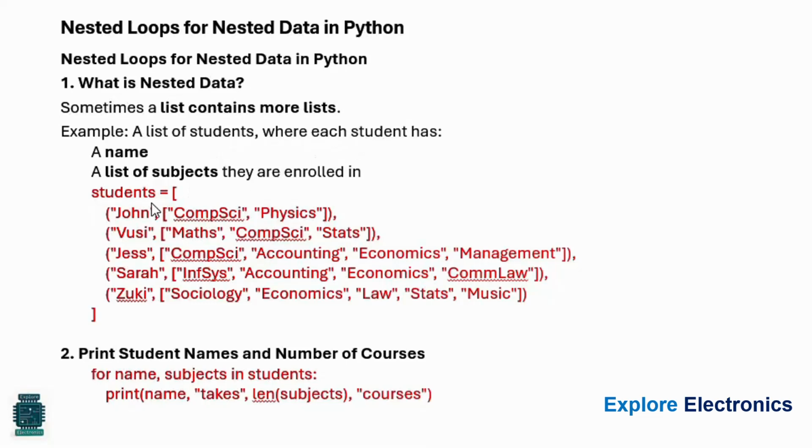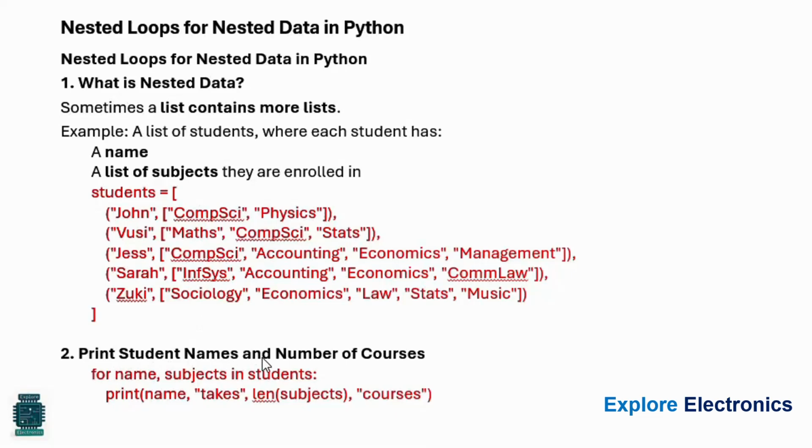Here, each student has a name and a list of subjects they are enrolled in. This student has enrolled in computer science and physics. This student in maths, computer science and statistics. Likewise, these students are enrolled in these subjects. This is an example of nested data. Let us see a program on this example.